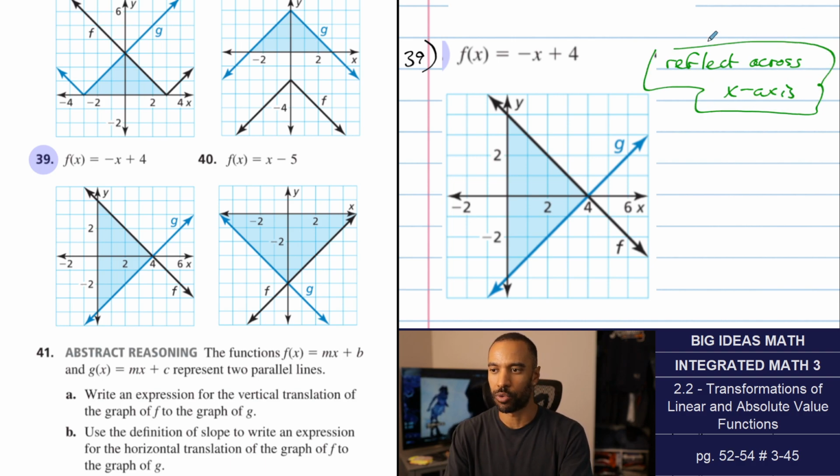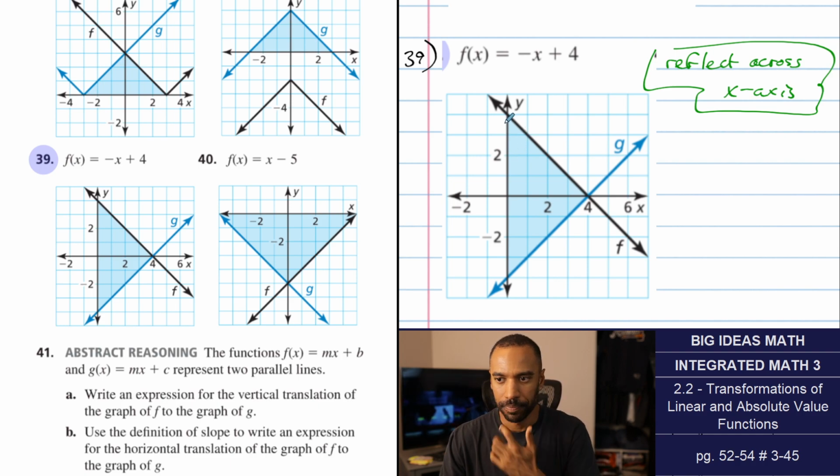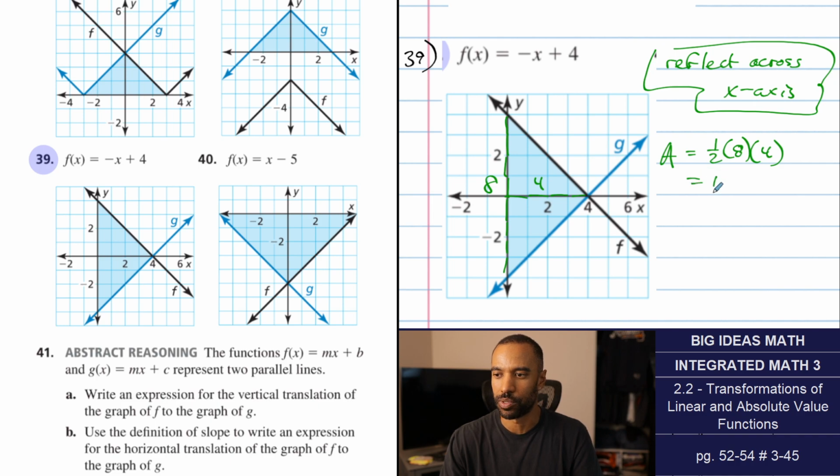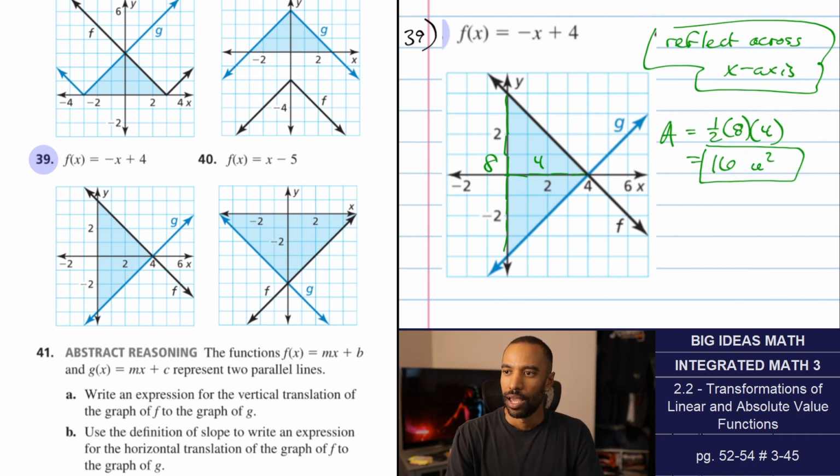I don't know if I was boxing the other ones, but there's that. Area of the triangle. I'm going to call this the base now: 1, 2, 3, 4, 5, 6, 7, 8. And the height: 1, 2, 3, 4. It's got to be perpendicular to the base. So area is 1/2 base times height. Half of 32 is 16 square units. And then number 40.